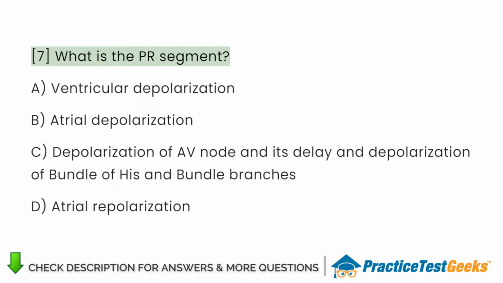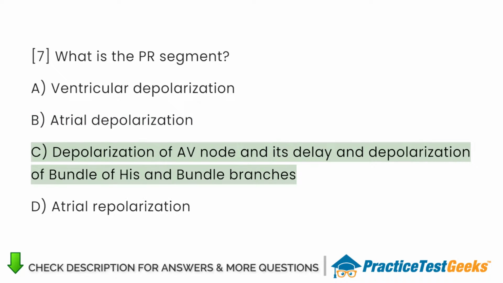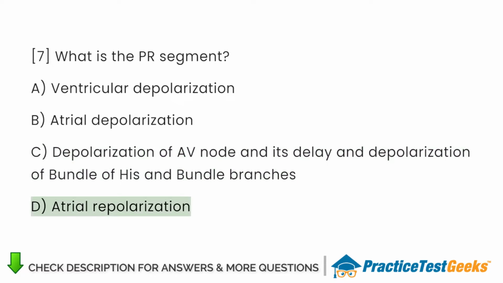What is the PR segment? A. Ventricular depolarization. B. Atrial depolarization. C. Depolarization of AV node and its delay and depolarization of bundle of His and bundle branches. D. Atrial repolarization.